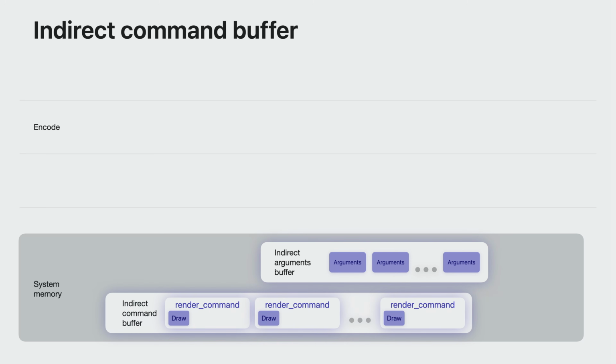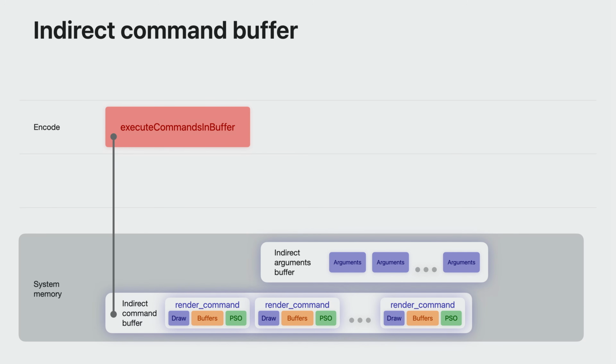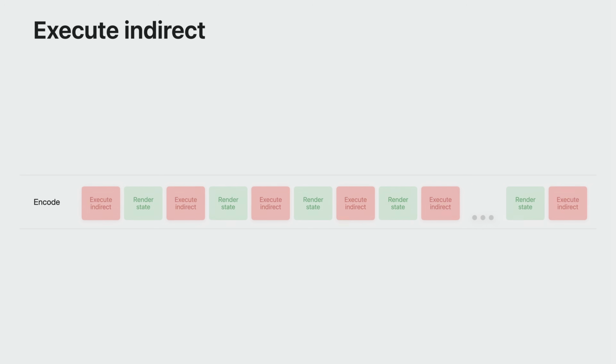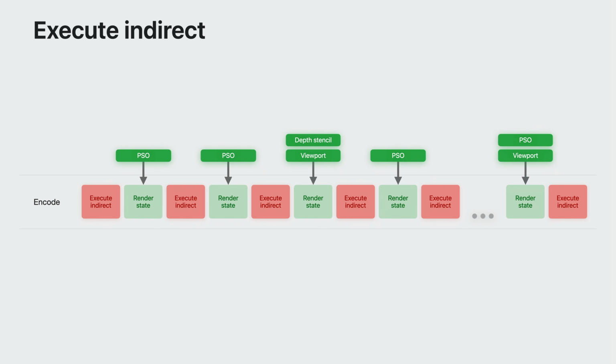In addition to draw arguments, you can also set buffer bindings and render pipeline state objects from the GPU. To schedule commands from an ICB for execution on the GPU, you have to encode an execute commands in buffer command. Usually, with execute indirect, all draw calls share the same pipeline state object. And each time the PSO changes, you have to encode a new execute indirect command.